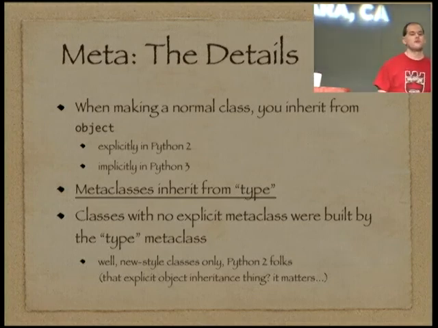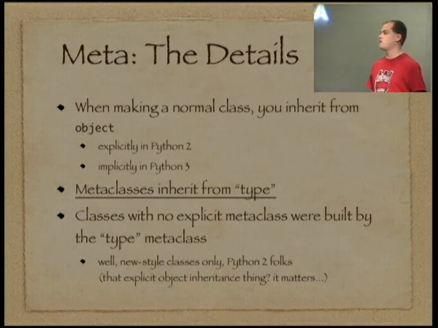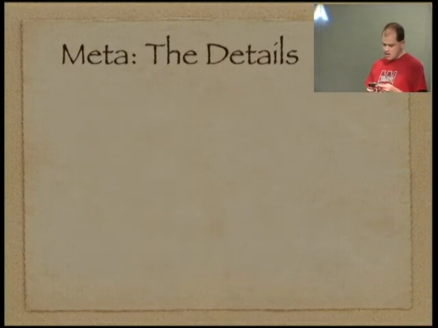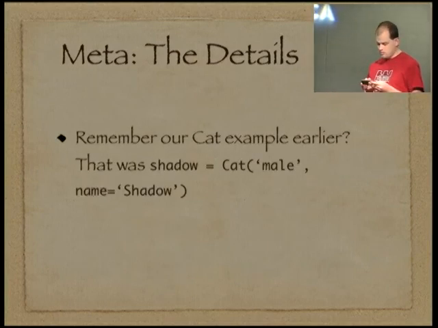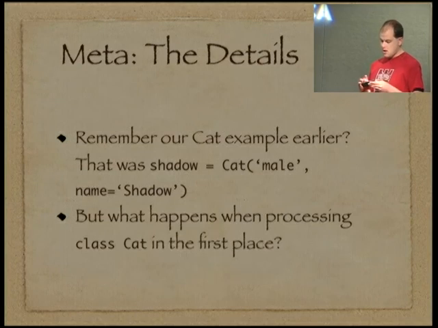Well, technically this is only true for new style classes, for Python 2 folks, but if you're using old style classes, you're probably doing it wrong. So remember that cat example earlier where we made shadow? But what happens when we're actually processing the class cat?